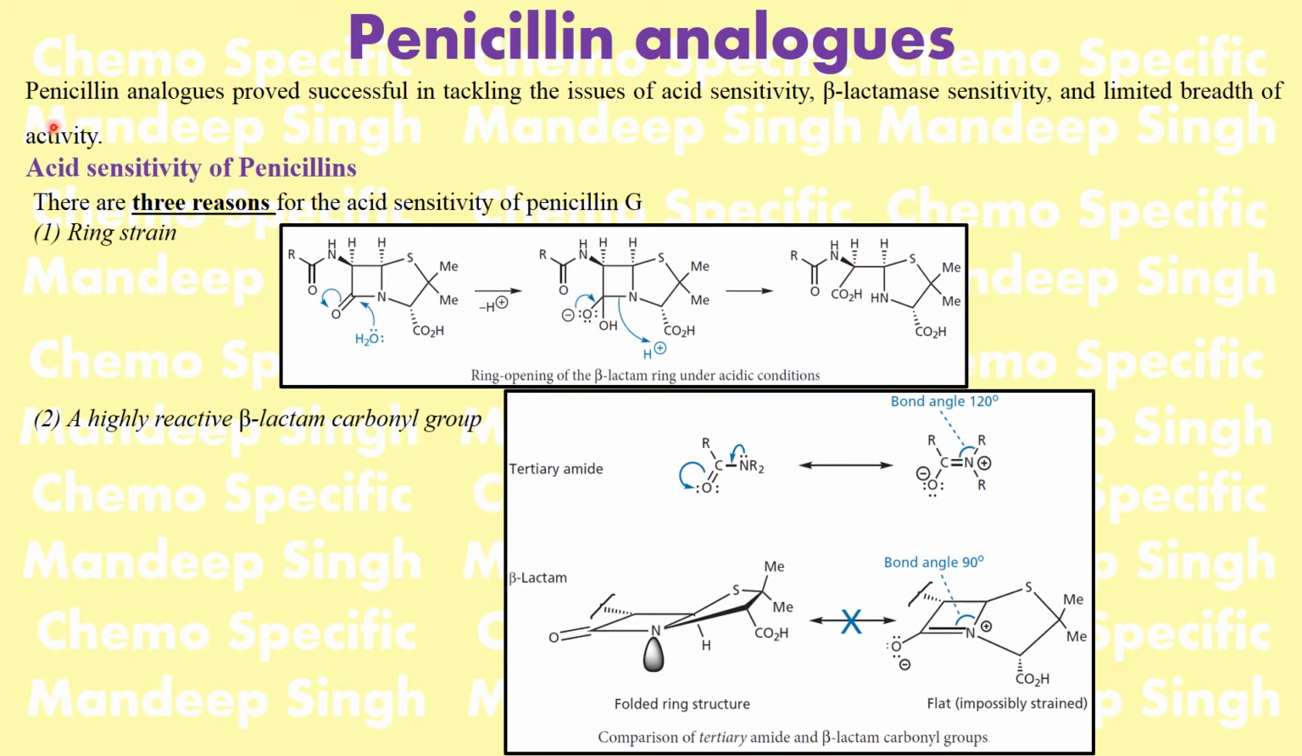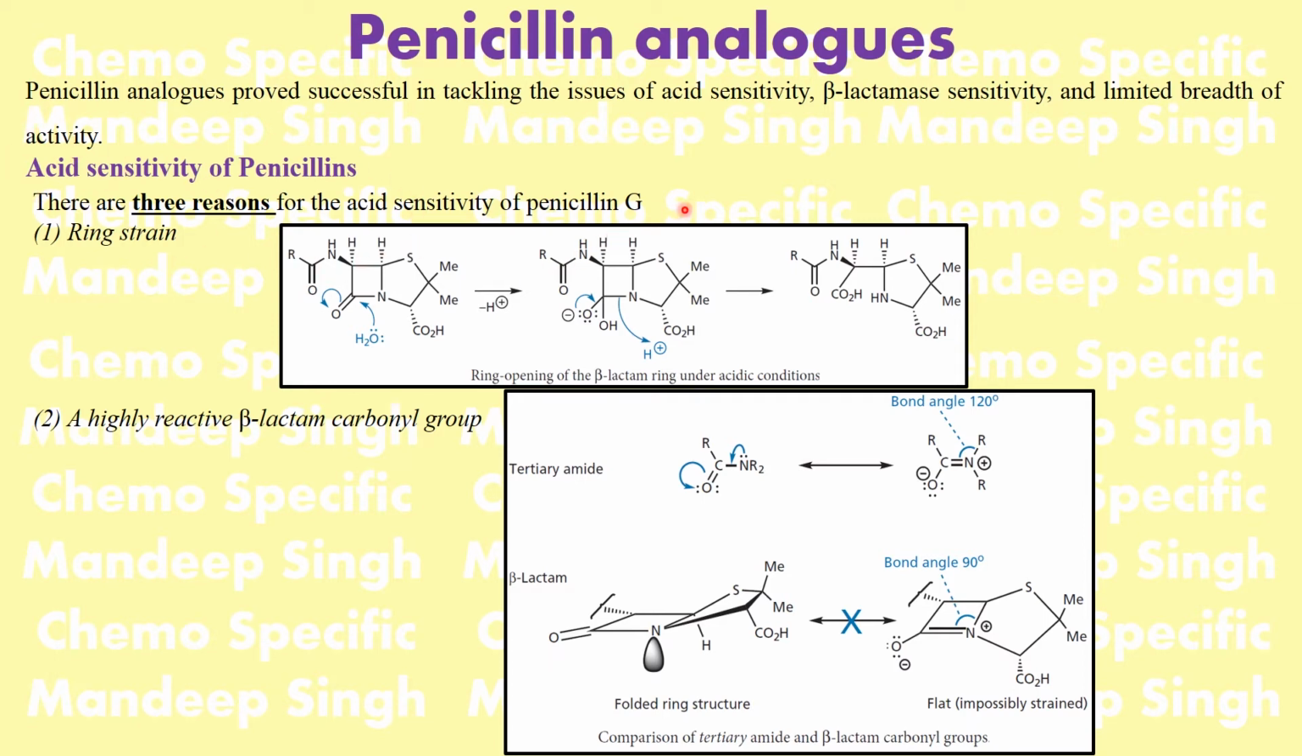Now we are going to look at how the penicillin analogues became successful. They were actually too important. There were certain issues that were involved with the penicillin. The first one was the acid sensitivity, that it is sensitive to acid, and the second was beta lactamase sensitivity, which we talked about, and also the limited breadth of activity. It had a very, very limited activity.